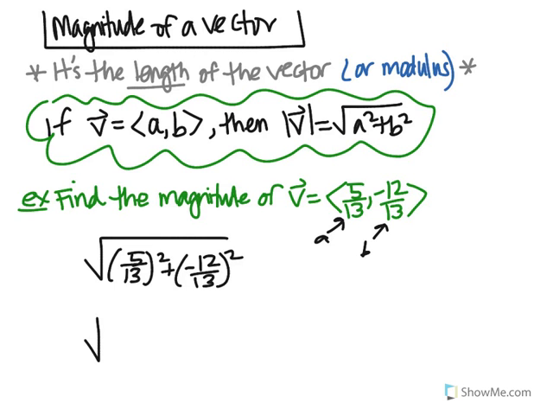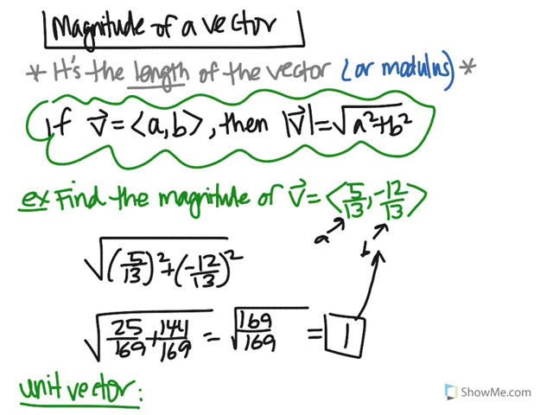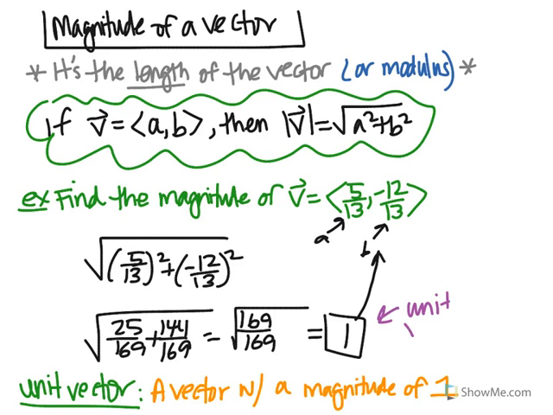So when I go ahead and square that, I get 25 over 169 plus 144 over 169, or if I simplify that, I end up getting 169 over 169. And when I take the square root of 1, I basically just get 1. So this vector has a length of 1, and it's also known as a unit vector. A unit vector is a vector that has a length or magnitude of 1. So I am going to write this as a unit vector because it has a length of 1.